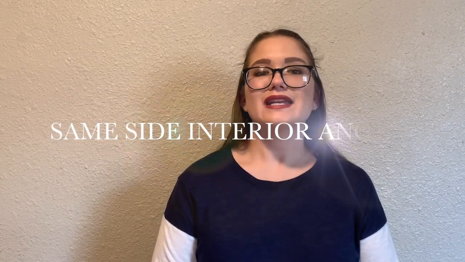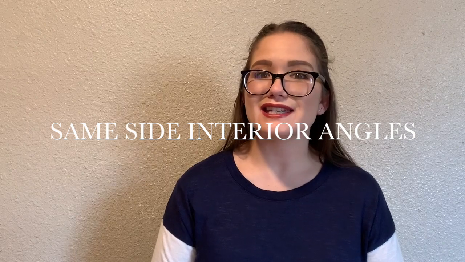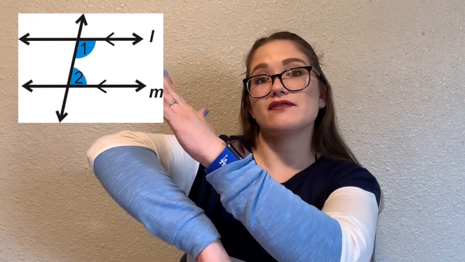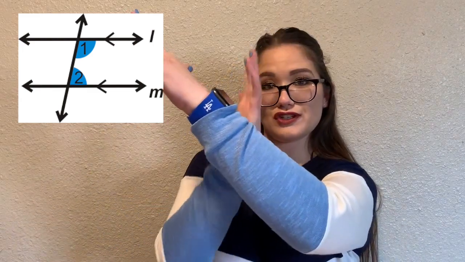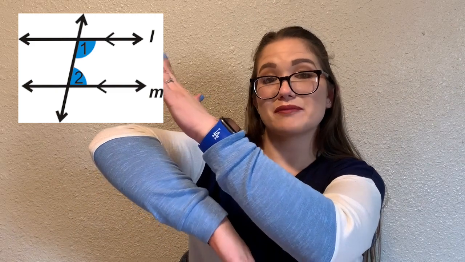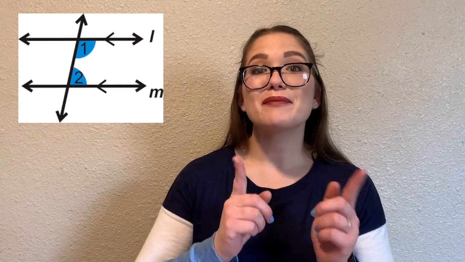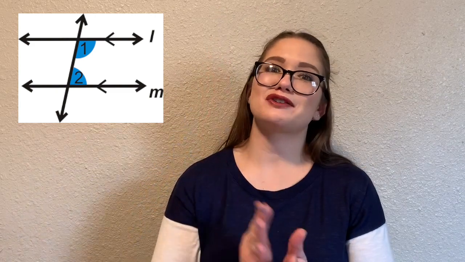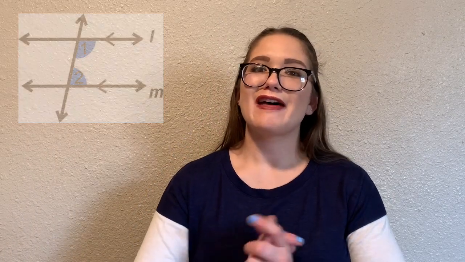The last word that we're going to get into today is same side interior angles. Same side interior angles are going to be on the same side of the transversal, which is that line, and between the lines cut by the transversal. That'll all make sense once we start talking about it.